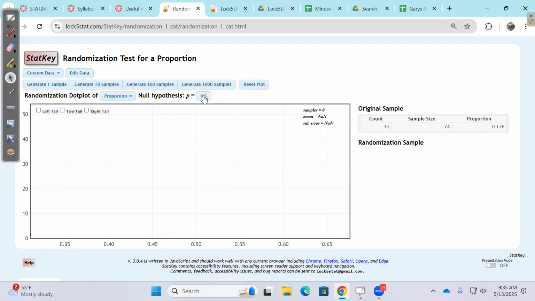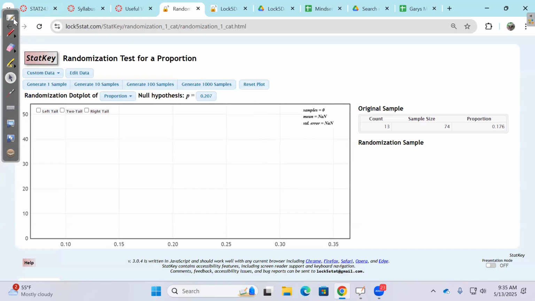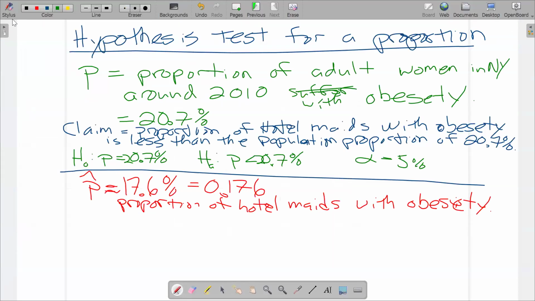Then I have to adjust what the null hypothesis says. So for the null hypothesis, I found a figure of 20.7 around that time frame. So in around 2010, a study said that around 20.7% of adult women in New York were classified as obese. And we're comparing that. You have to enter it as a decimal. I should have written it down as a decimal in my notes. So that would be 0.207 as a decimal. All right, so I'm going to make some corrections to my notes here.